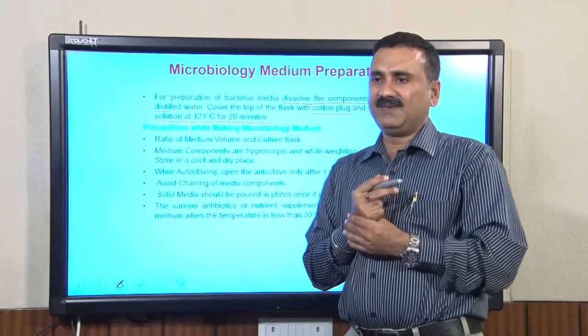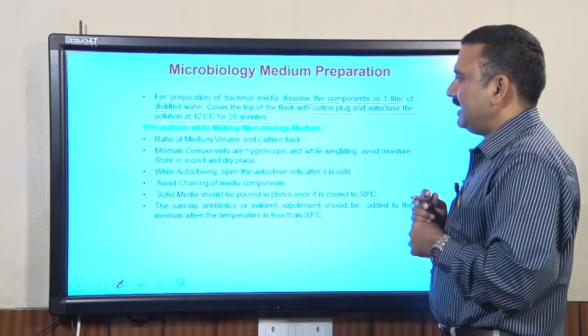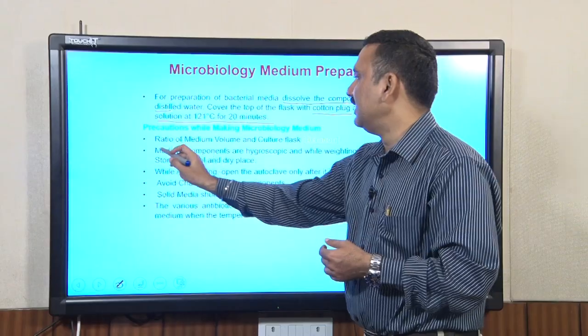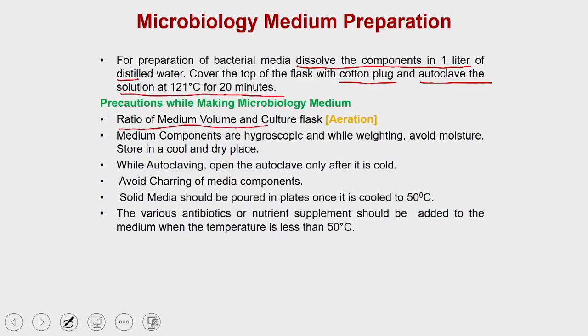In this movie, what you have seen is that Manish has discussed many precautions while you are preparing microbiology media. One of the major things you have to keep under consideration is that there should be a fixed ratio between the culture flask you have taken and the amount of media volume you are going to take. This is important because you want to maintain aeration in the system. Similarly, the media components are very hygroscopic, which means they are going to take up water as soon as you open them in the air.